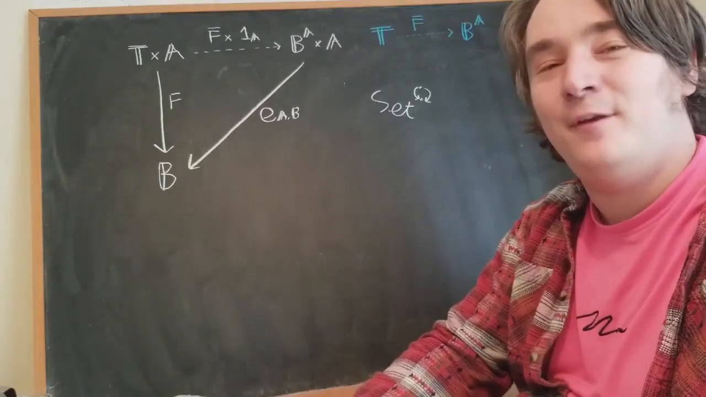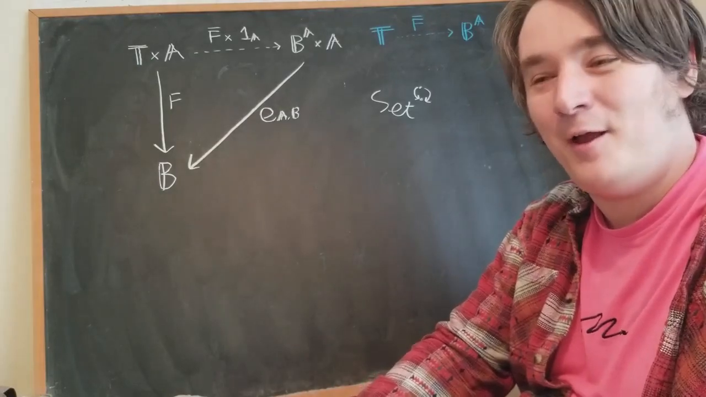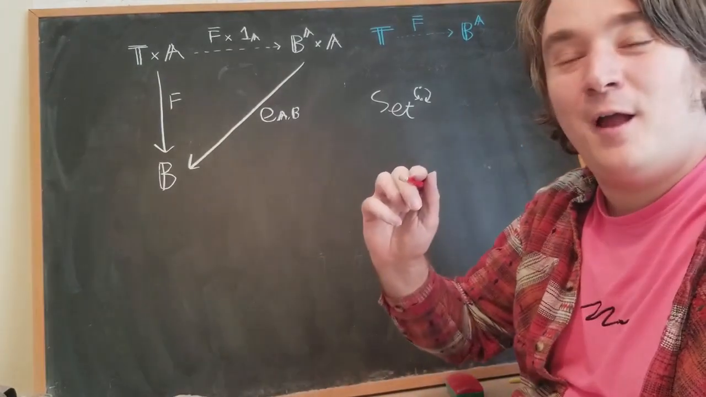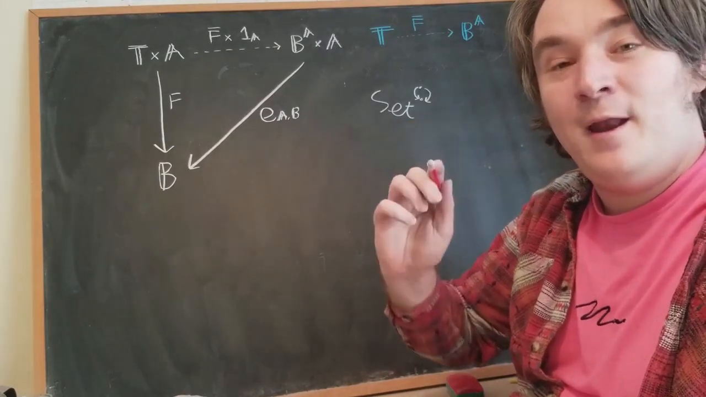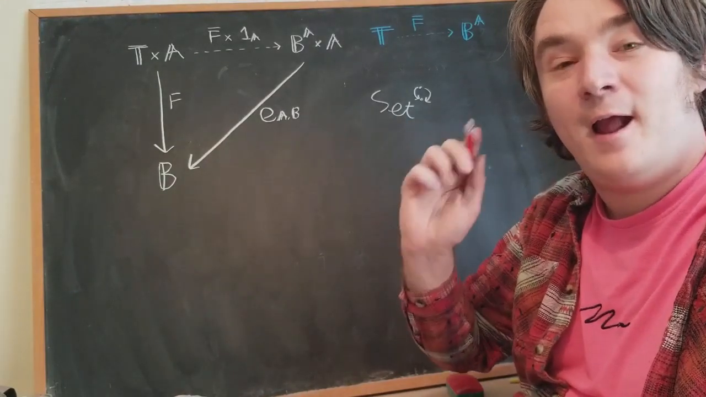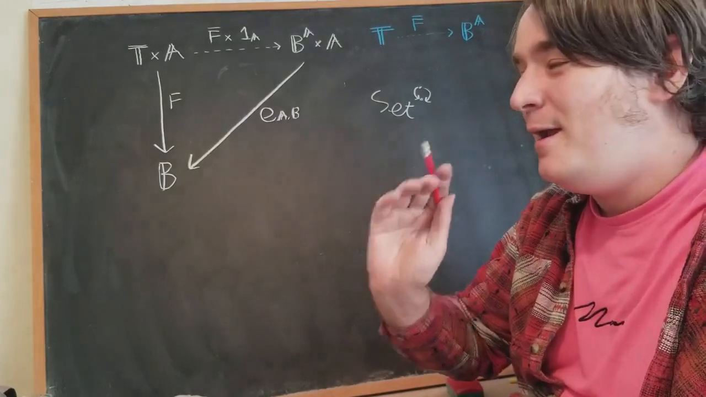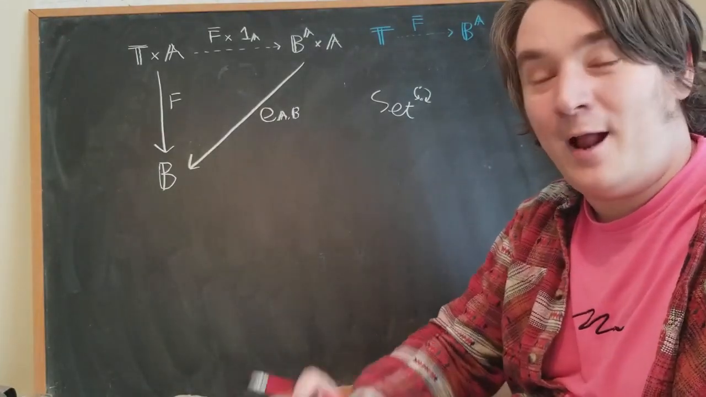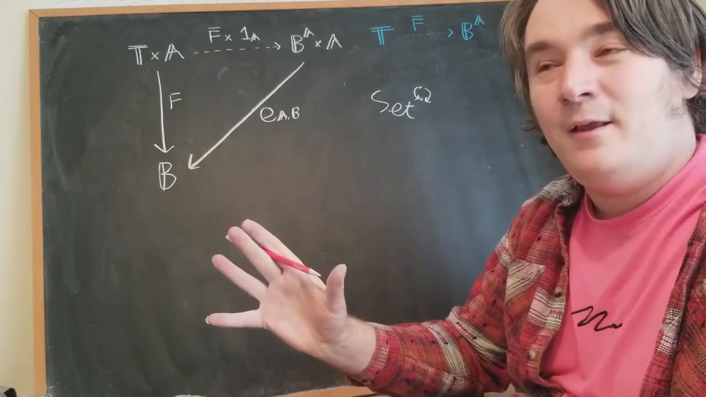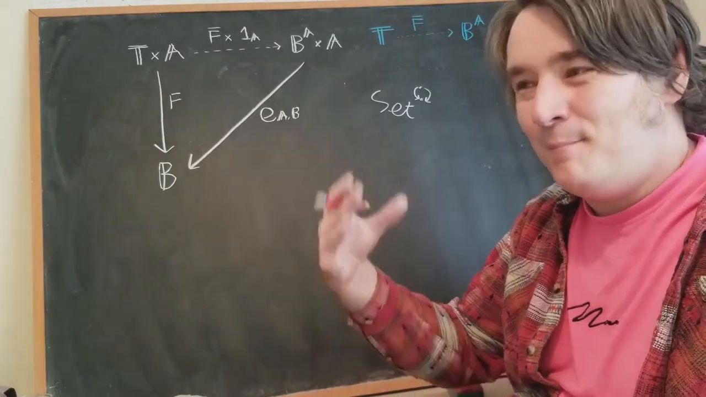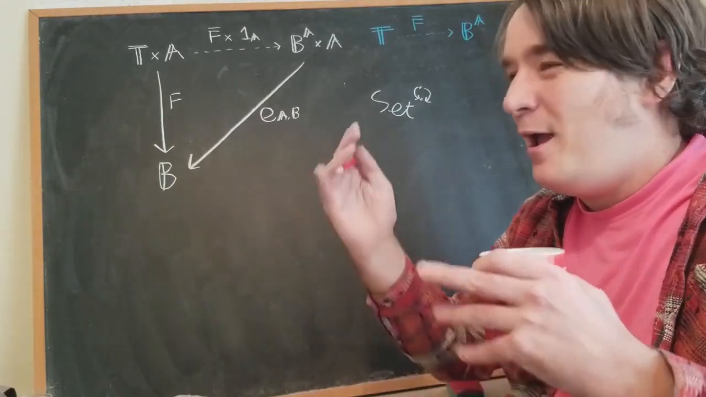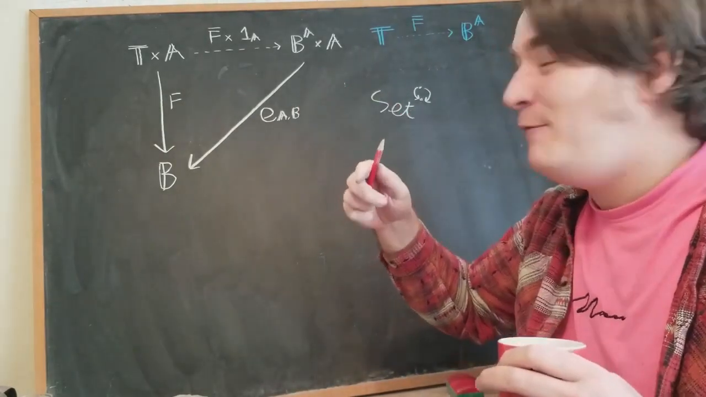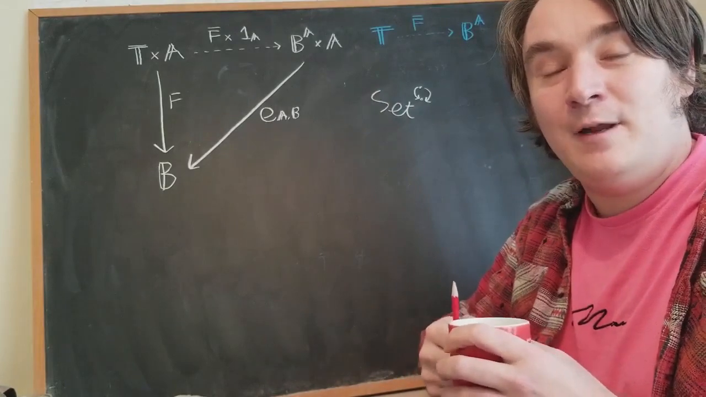So now for something extremely exciting. We're going to have a look at how exponential objects work in the category of categories. I'd say that mixing exponential objects with the category of categories is sort of like mixing matter with antimatter. You get an enormous explosion of information, and it's extremely interesting.